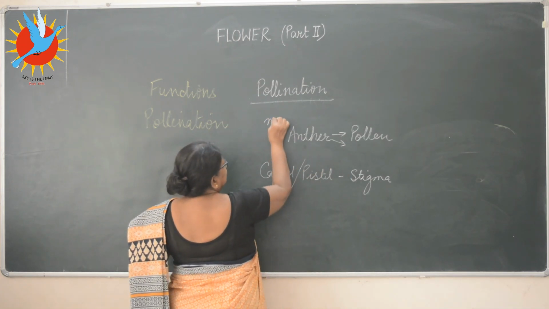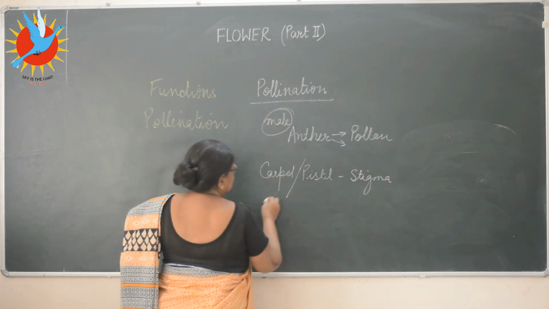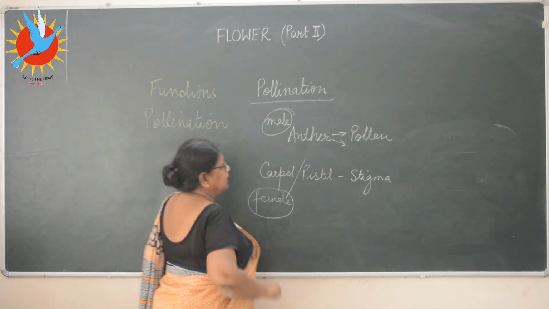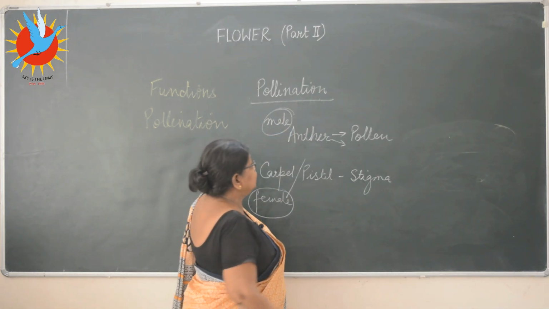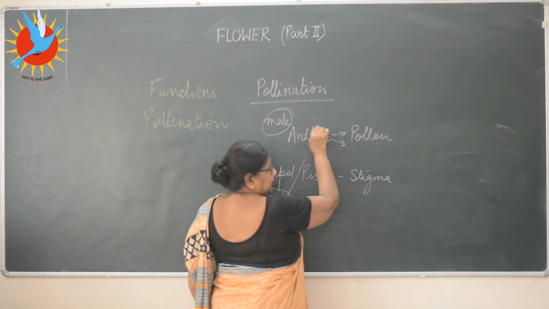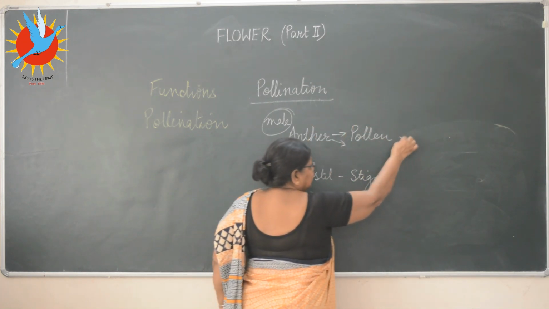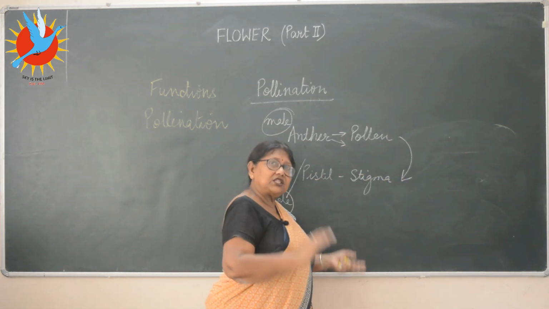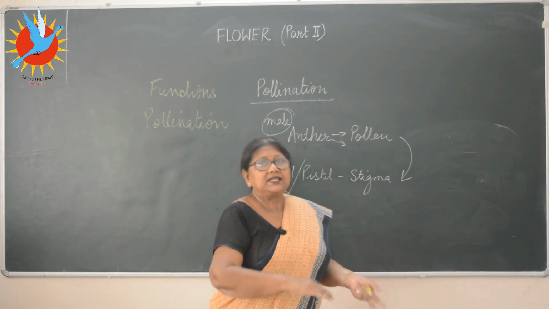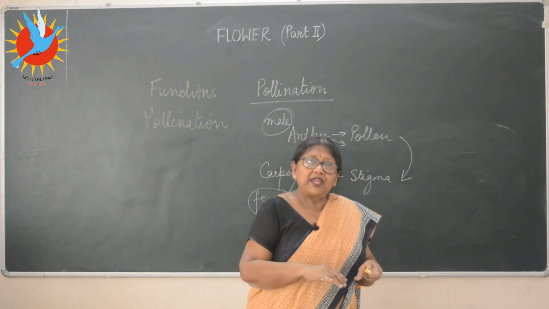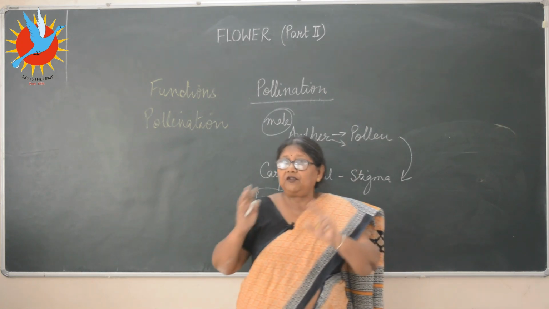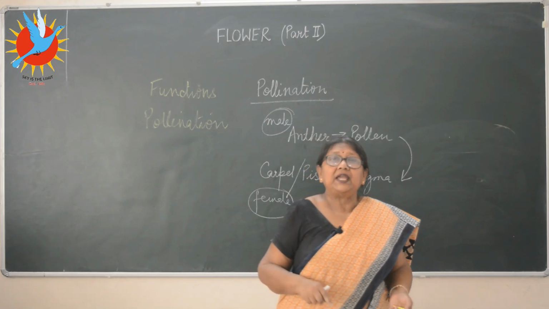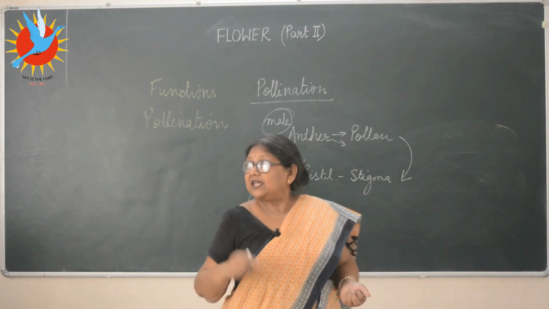So this is the male part of the flower and this is the female reproductive part of the flower, right? So what is the function? Pollination: the process by which pollens produced in the anther are transferred to the stigma of the carpel or pistil. This process is called pollination. Pollen grains taken from where to where? From the male part to the female part. Which is the male part? The anthers. Anthers are the male part. And which is the female part? The stigma is the female part.